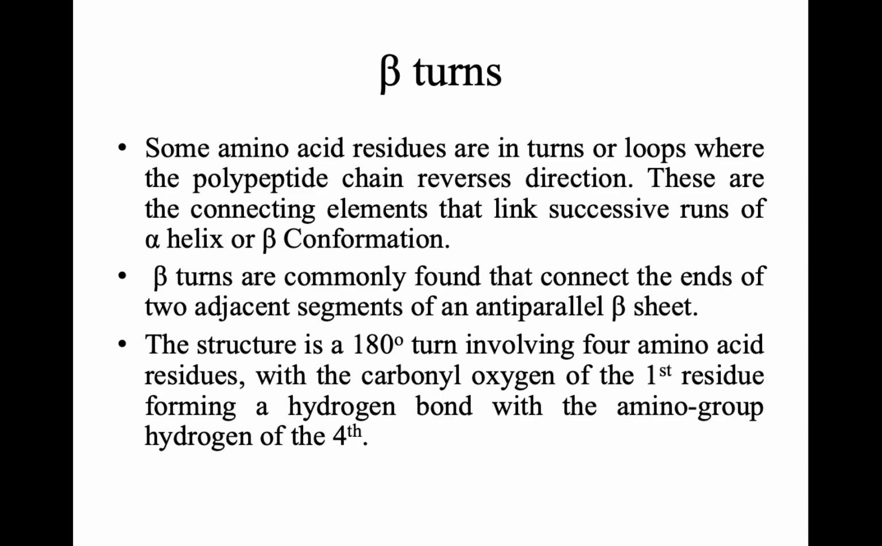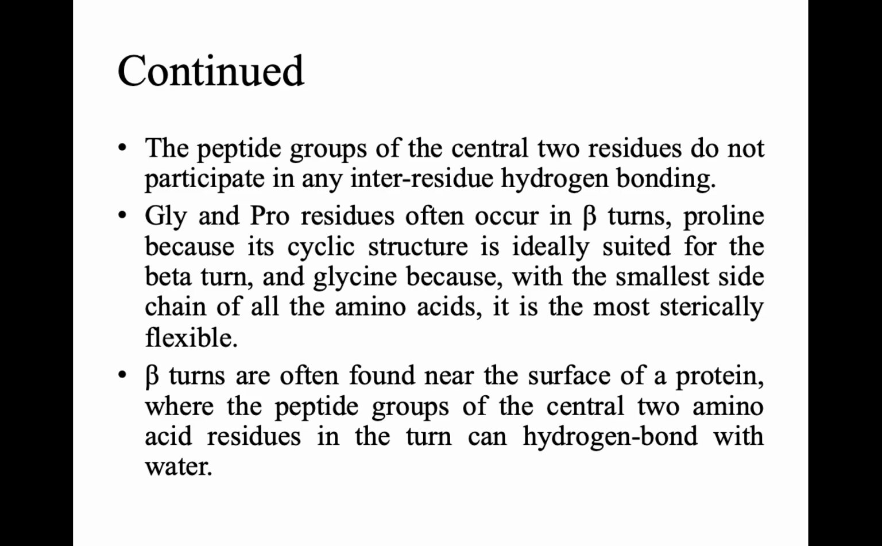So the anti-parallel beta sheets are usually connected with the help of structures called the beta turns. This structure has a 180-degree turn involving 4 amino acid residues, where the hydrogen bond is formed between the carbonyl oxygen of the first residue and the amide hydrogen of the fourth amino acid residue. And the central two amino acid residues do not form any inter hydrogen bonding.